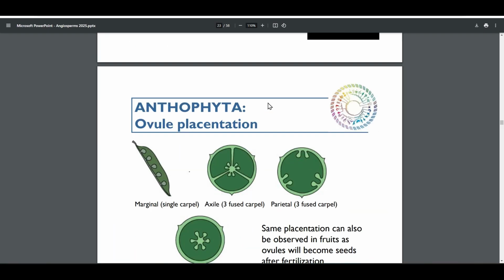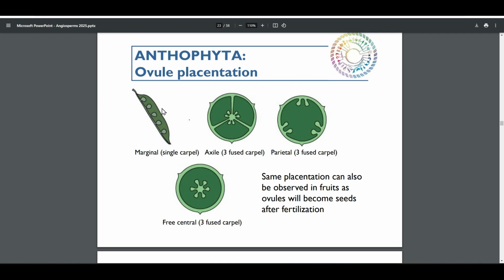Okay, so ovule placentations can come in many different forms. One is called marginal, which is just a single carpel. So the stigma and style, as well as the ovary, is one thing, and the ovules are arranged like this. For axile, this is three fused carpels, but still one single ovary, and the ovules are here. These nubby things are the ovules. For parietal, it's still three fused carpels, but the ovules are here on the side. And finally, free central means the ovules are in the center but without the separate walls here.